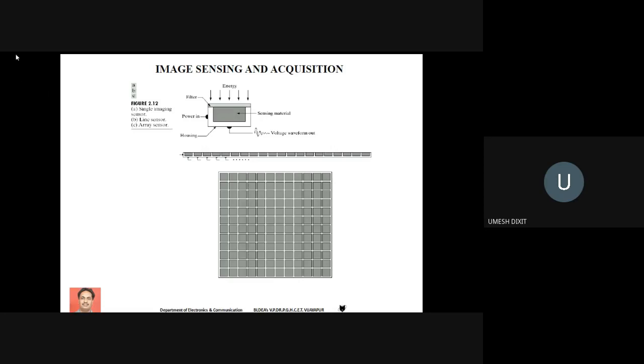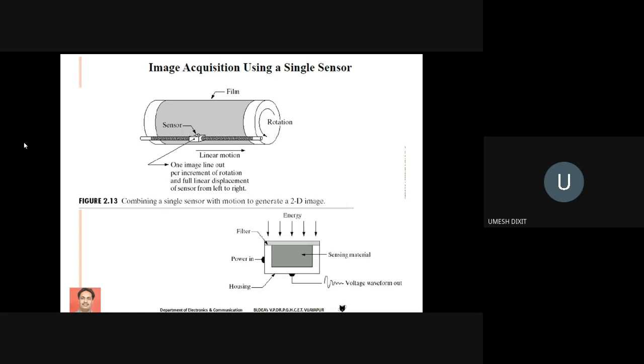So please just observe the slide. First diagram shows single sensor. Second diagram shows line sensor or strip sensor. And the third diagram shows array sensors. We'll discuss these one by one in detail. Okay, first we are going to start with a single sensor.